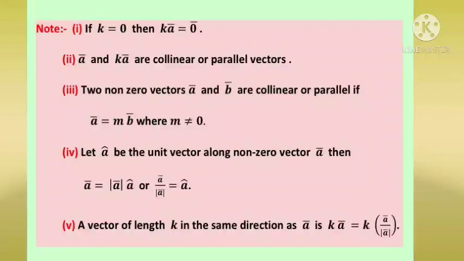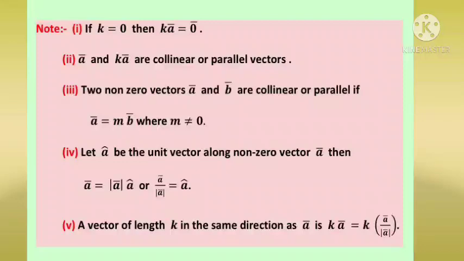It will be equal to k into a cap. Here it is written a bar, actually it is k into a cap. Why like this? Because there is a vector a bar, and along that vector a bar, the unit vector will be a cap. Now what is the magnitude of unit vector? It is 1.